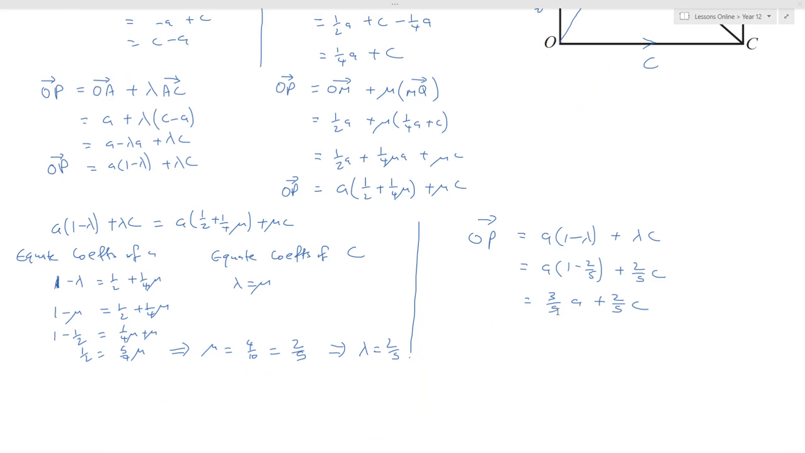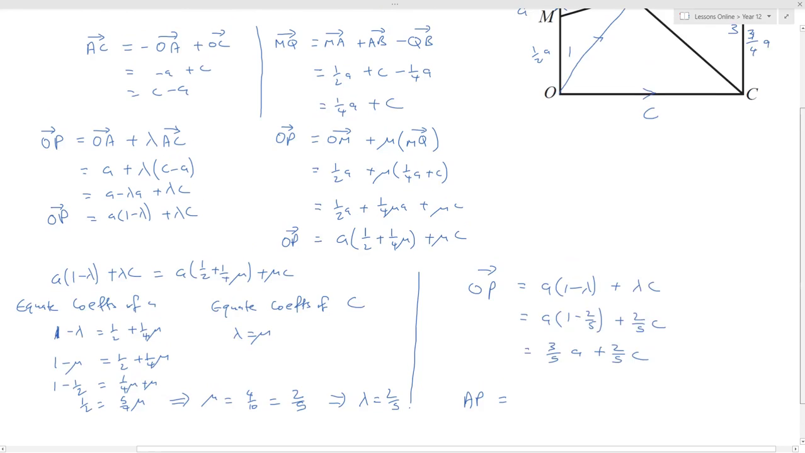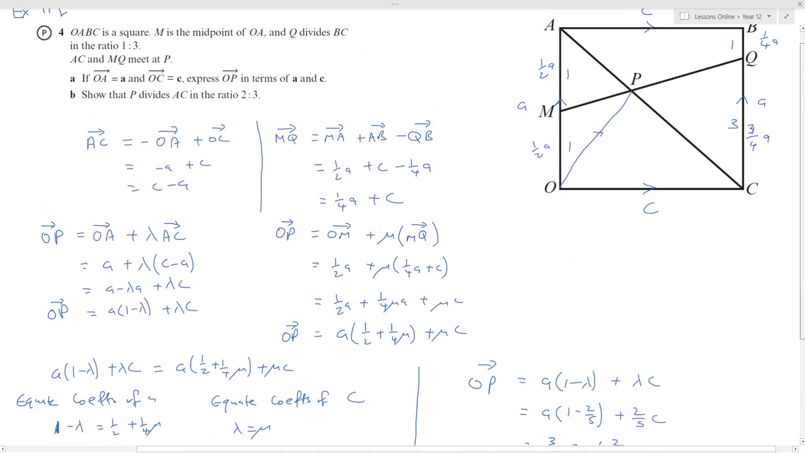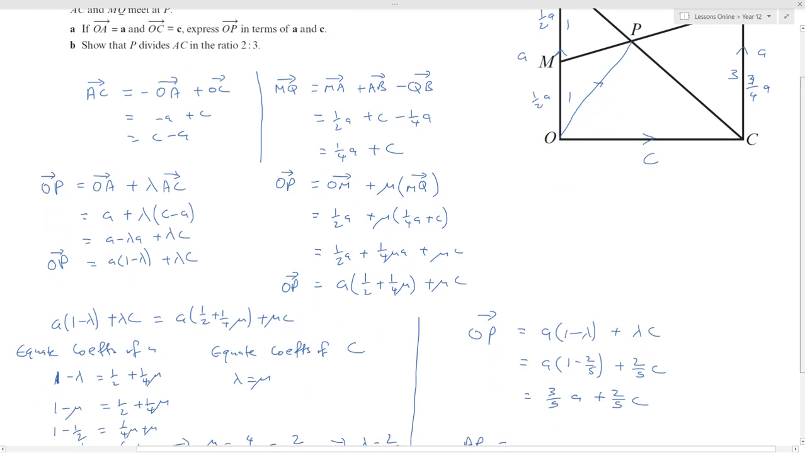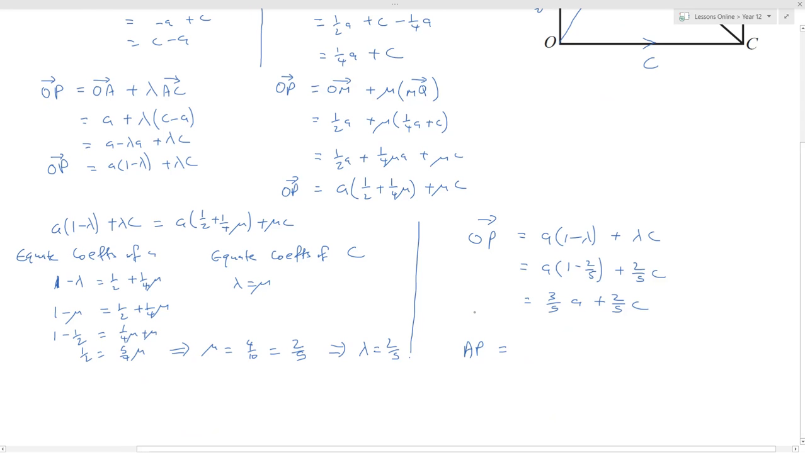To show the ratio, just work out AP. AP, that's going to be equal to, to go from A to P, you can go negative OA plus OP, these are vectors, equals OP minus OA, and then you just put in the vectors.